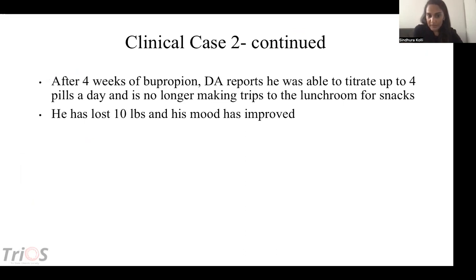So after 4 weeks of using the medication, DA reports he was able to titrate up to the 4 pills a day and is no longer making trips to the lunchroom for snacks. He has lost 10 pounds and had an additional benefit of overall mood improvement.